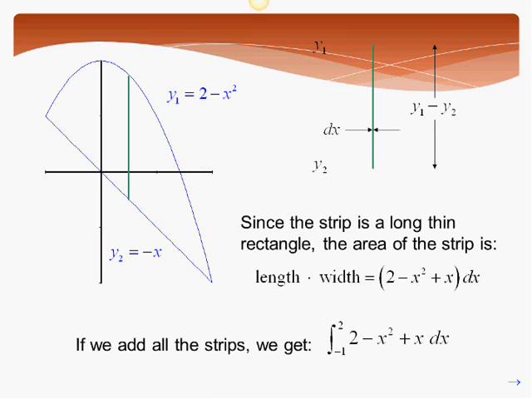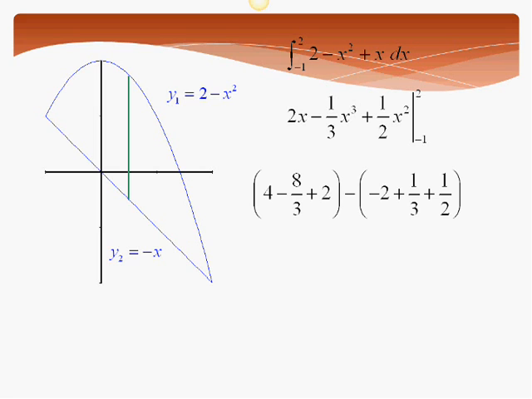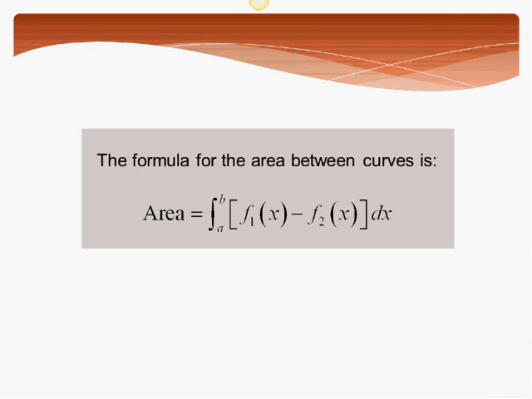And there you have it, folks. That's the concept. My antiderivative is 2x minus 1/3 x to the third plus 1/2 x squared. I will then put 2 in and then subtract what I get when I put negative 1 in. So I have 27/6, which reduces to 9/2, which is about 4.5.